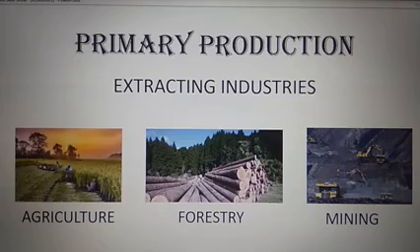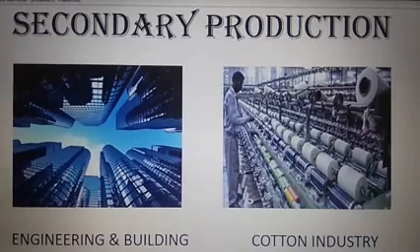Next one, secondary production. This includes production in manufacturing industries, turning out semi-finished and finished goods from raw materials and intermediate goods, that is, conversion of flour into bread or ore into finished steel. For example, engineering and building, cloth, cotton industry.